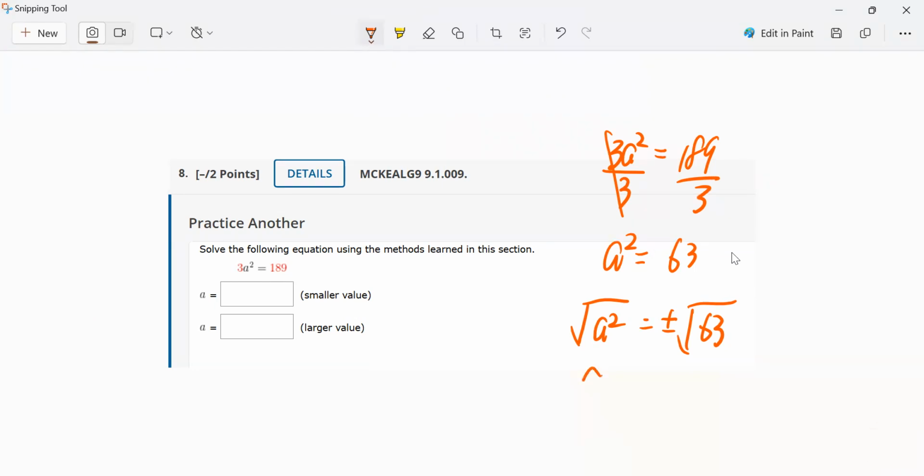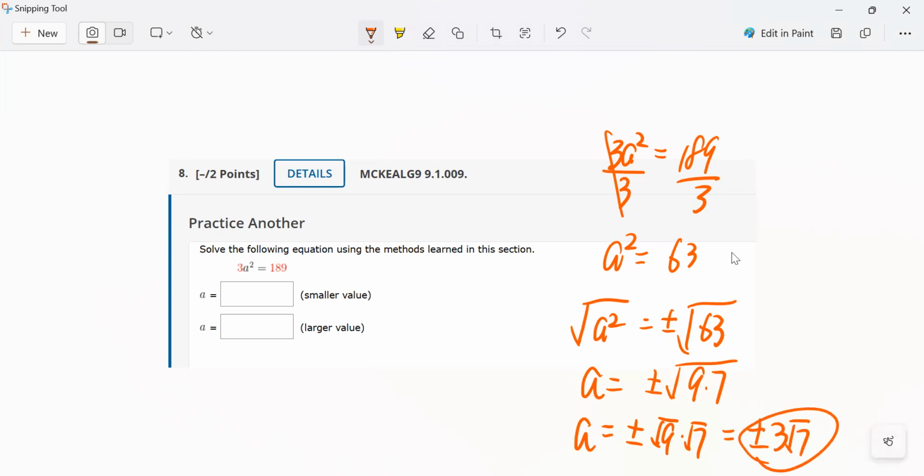So the square root of a squared is a. This is plus minus, and 63 is 9 times 7. Then the square root of 9 is 3. So plus minus the square root of 9 times the square root of 7, which is plus minus 3 square root of 7. Then they want you to put smaller values first. It's minus 3 square root of 7, then 3 square root of 7, which is the larger value. Any question about this?